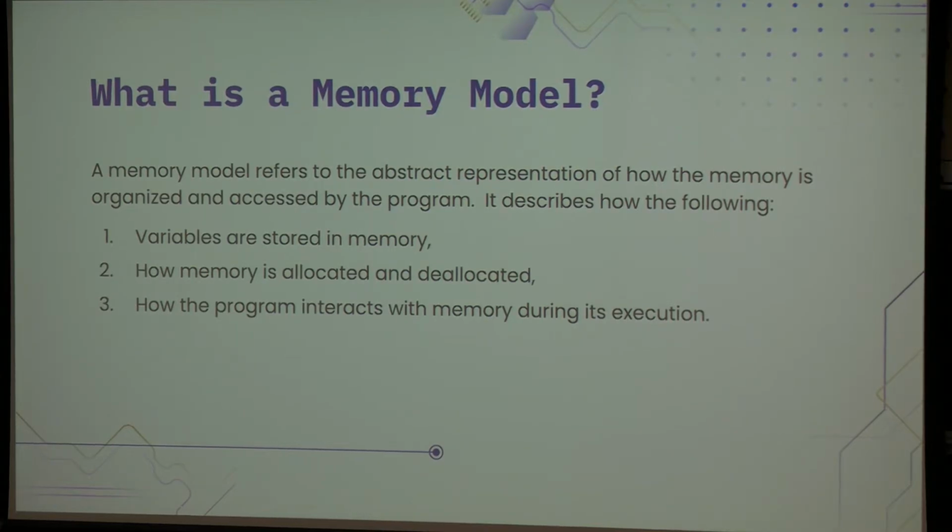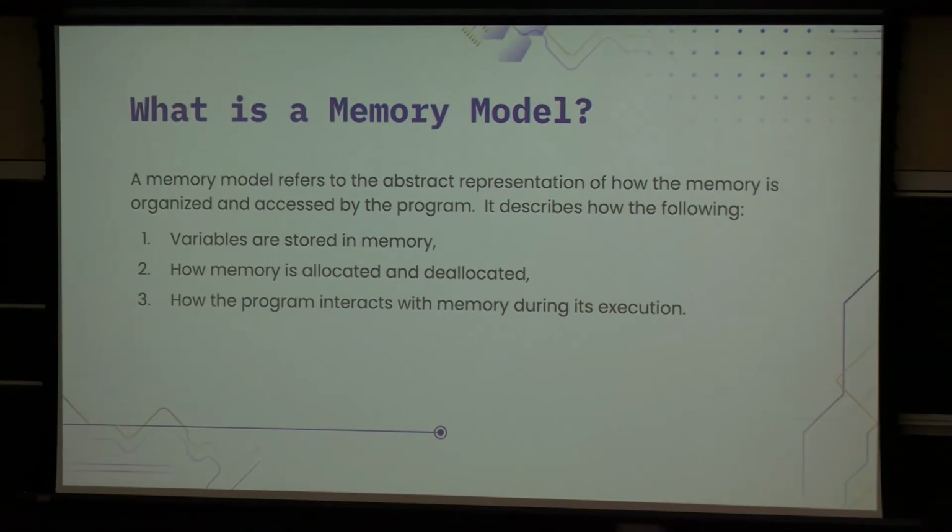On the screen, you see the basic definition of what a memory model is. A memory model is an abstract representation of how the memory is organized and accessed by the program. It describes three main things: how variables are stored in memory, how memory is allocated and deallocated, and how the program interacts with the memory during its execution. And I can guarantee you that in the midterm, you're going to have one question for at least 20 marks or something about memory models, right?